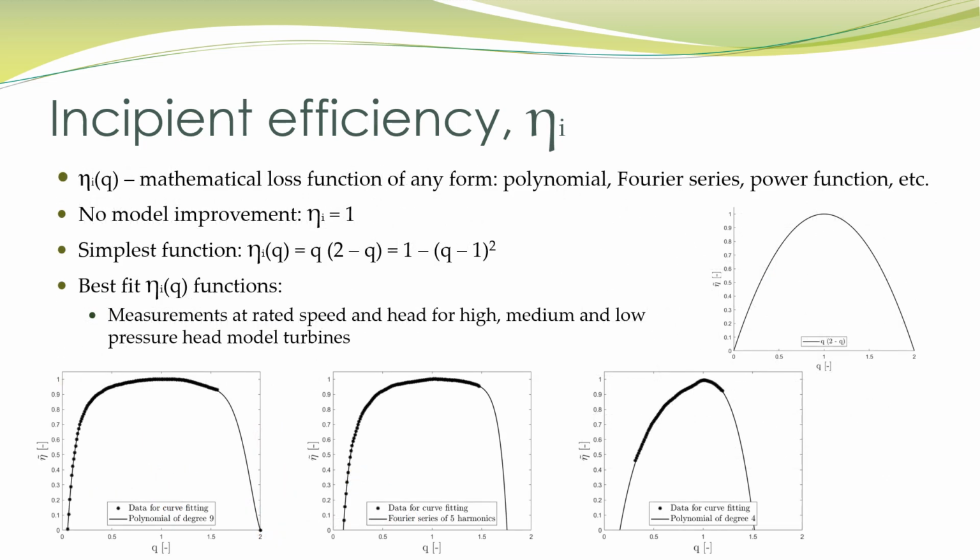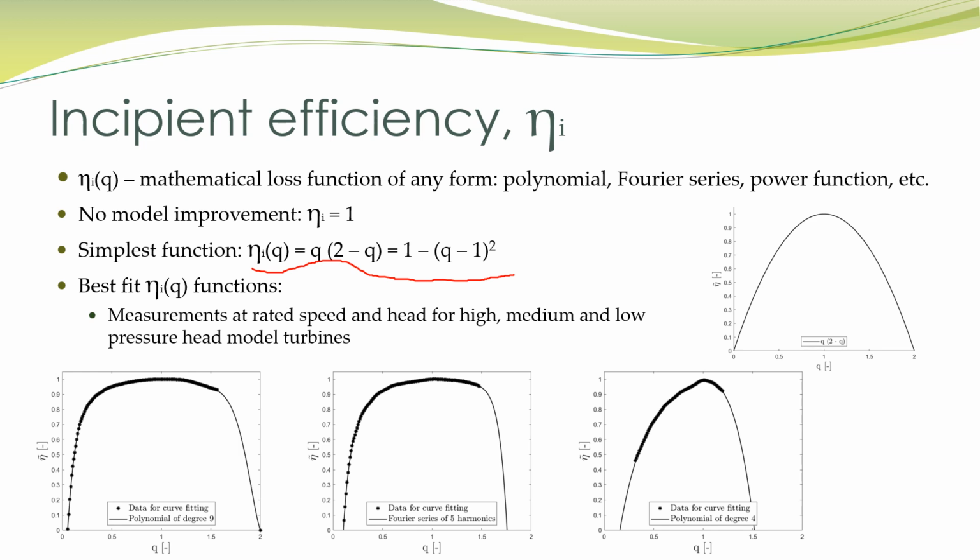Now, the incipient efficiency can be any mathematical loss function, and there should be one function for any turbine that will make these equations correct with respect to measurements. So I looked into how the model performs without any improvement. That is the same as setting eta E equal to 1. I also looked at the very simple parabola function, which you see here. It's very simple, but it does contain the most important physics.